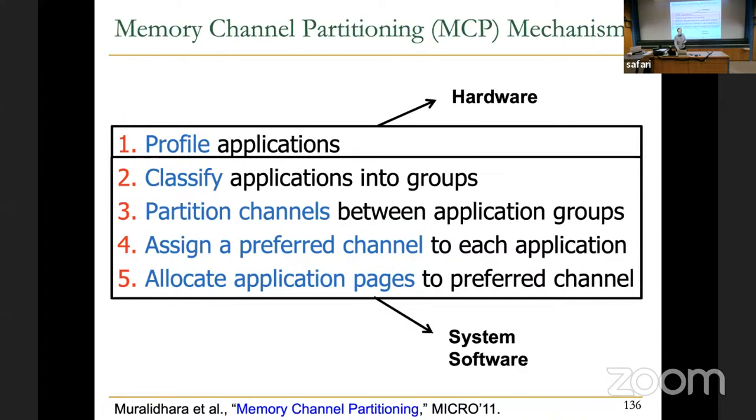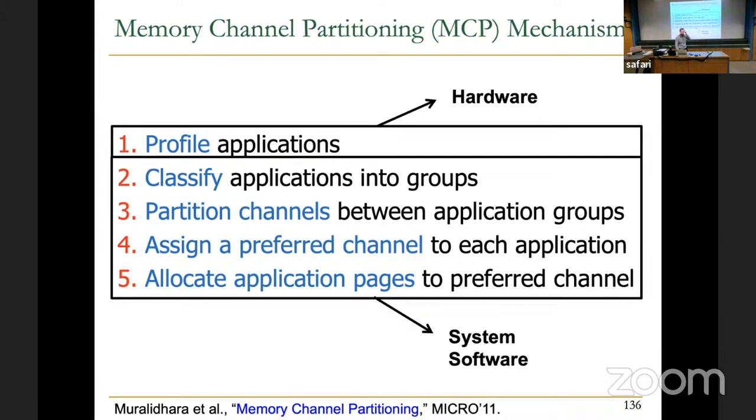Profiling needs to be done in hardware because it requires these metrics that we discussed, right? What is the row buffer hit rate of an application? What is the intensity of an application? But everything else can be done in low-level system software, actually. You could, of course, do this in hardware as well, but traditionally, the page allocation is done in software, so there's no reason to do this in hardware, because there's no reason to make this extremely fast.